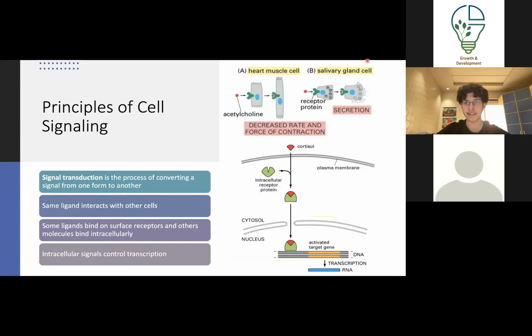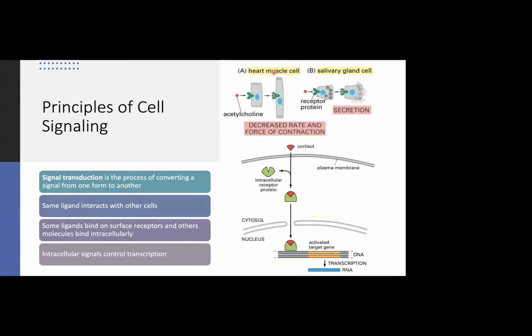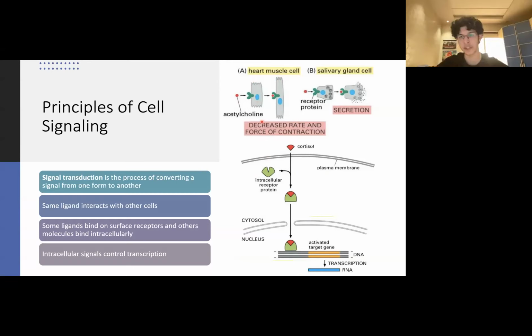But another thing is that the same ligand can interact with different cells. Sometimes we have one ligand that's capable of different functions, but it's the way it's transduced which allows those different functions. So transduction allows ligands to interact with different cells and therefore produce different functions. Let's look at this example of heart muscle cells. Acetylcholine, when it binds to a heart muscle cell, will decrease the rate and force of contraction. But when it binds to your salivary gland cells, it will cause secretion.